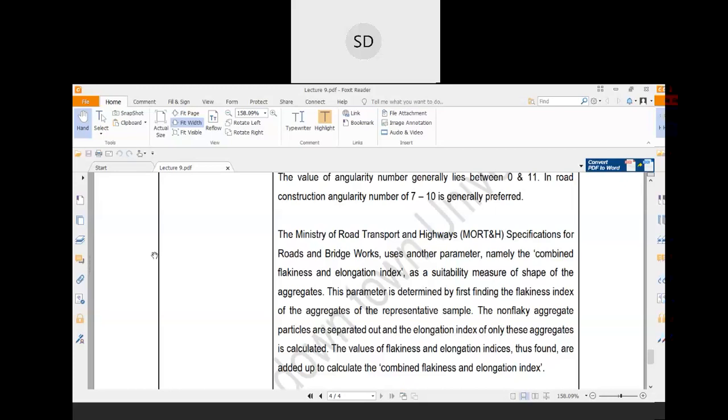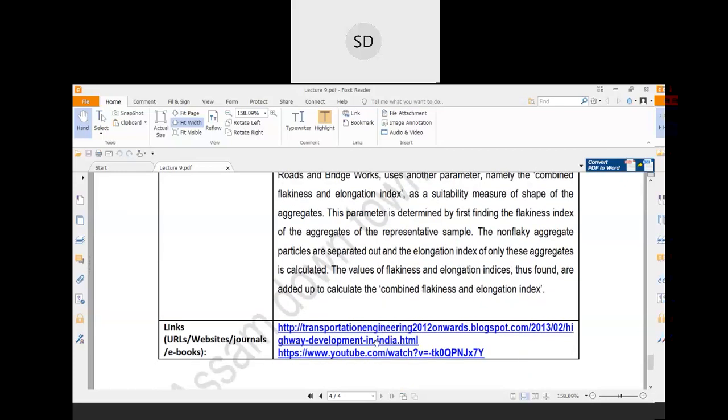Thus you will find the combined flakiness and elongation index. First you get a flakiness index value, after that you get an elongation index value, then you add up both values, and that is your combined flakiness and elongation index.